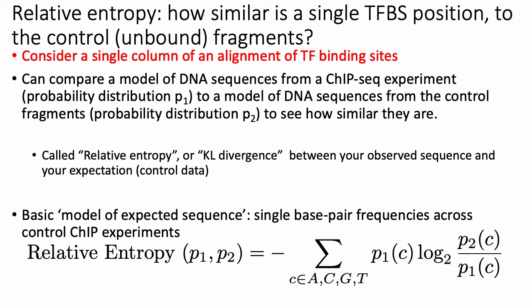In this case, we're going to use a simple model where, across all of the control fragments that were pulled down by the control experiment in ChIP-seq, for example, we just calculate the frequency of how often I saw each individual base, each A, C, G, or T, across all the control fragments. Those frequencies form the set of probabilities labeled P2 here. For both P1, the foreground, and P2, the background or control sequences, I have four numbers which give me the frequencies or probabilities of seeing each of the four bases. The equation for computing relative entropy is shown at the bottom of the slide, and it should look pretty similar to the entropy calculation, although there are some differences because there's P1 and P2 instead of just one single set of frequencies.